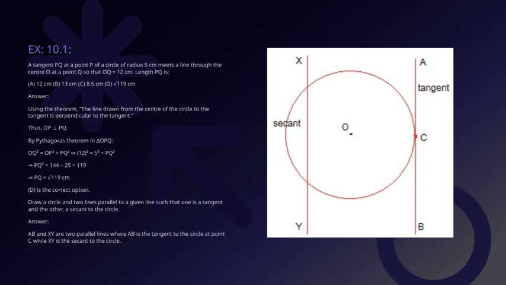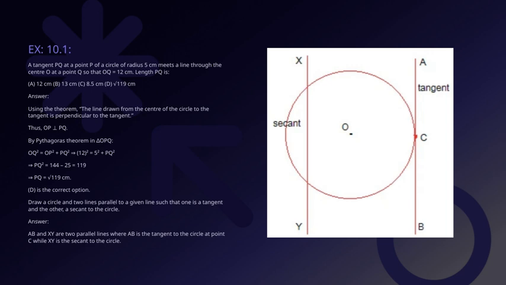Then, using the relationship between the distances from the center to points Q and P, and applying Pythagoras in triangle OPQ, we establish the perpendicularity between OP and PQ, meaning OP is perpendicular to PQ. This perpendicularity is crucial because it confirms that the line drawn from the center O to the tangent point P is perpendicular to the tangent line itself.